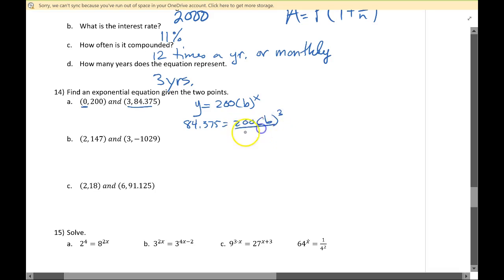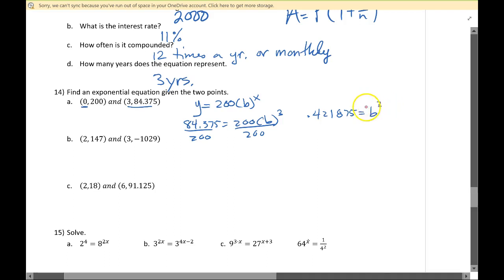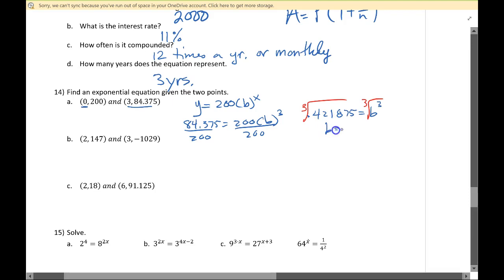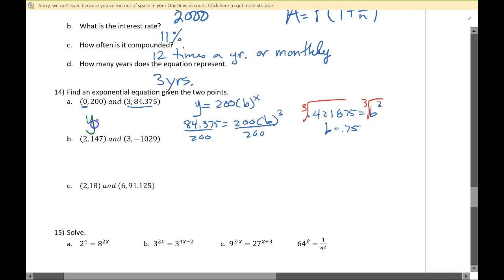And to solve this, we would divide by 200 on both sides. In doing so, we get 0.42185 equals b to the 3rd. To get rid of the cube on the b, we take the cube root of both sides. And then taking the cube root here, we get b equals 0.75. So our answer to this equation is y equals 200 times 0.75 to the x.